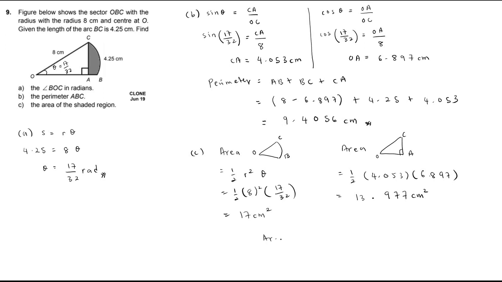So to find area of shaded region ABC. Okay, let's name this as 1 and this as 2. So area of sector minus area of triangle. Final answer, we get 3.0232 cm square, and that is the final answer.